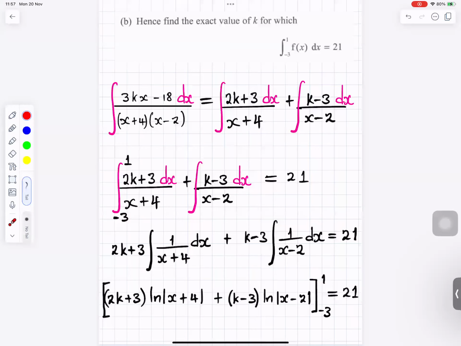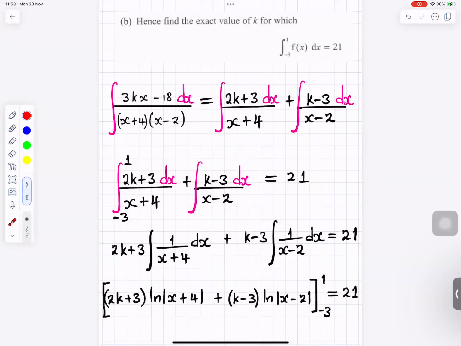The limits are from minus 3 to 1. So we want to integrate this and integrate the next part. 2k plus 3 is just a number, because k could be any number, so you take that out of the integral sign. So you're integrating 1 over x plus 4. And k minus 1 is a number, so you take it out of this sign. You're integrating 1 over x minus 2.